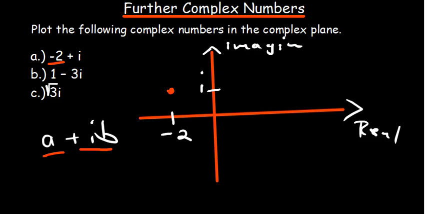The second one says 1 minus 3i. So where is 1? On the x-axis, somewhere this side. Then -3i is supposed to be down somewhere there. So it's supposed to be somewhere there.